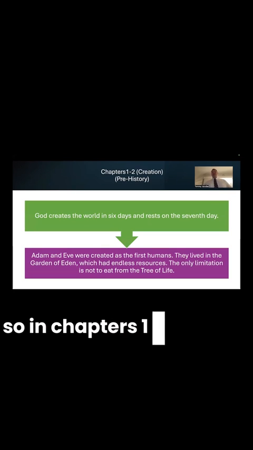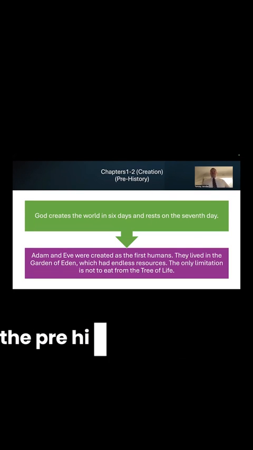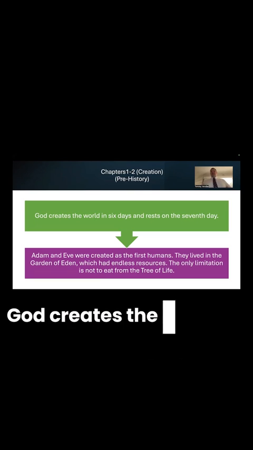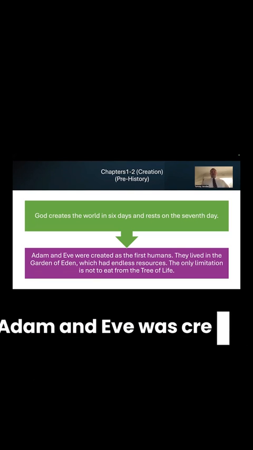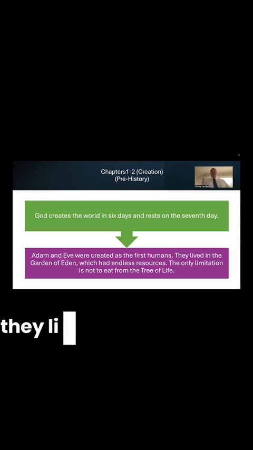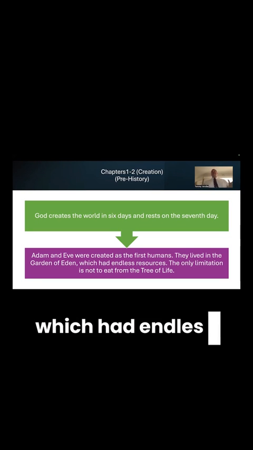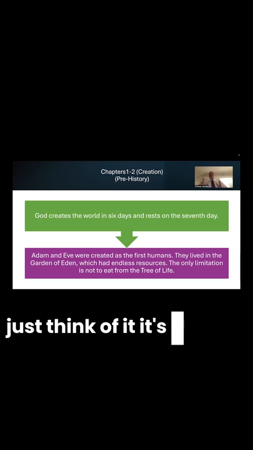So in chapters 1 and 2, it deals with creation, the pre-history time period. God creates the world in 6 days and rests on the seventh day. Adam and Eve were created as the first humans. They lived in the Garden of Eden, which had endless resources. Just think, it's a really amazing thing.